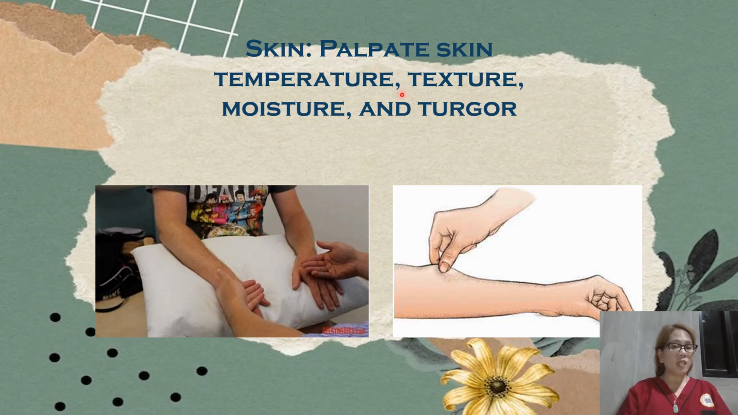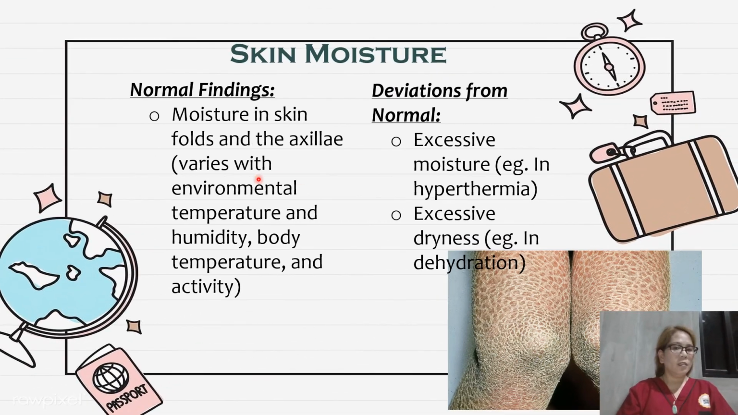Okay, moving on. So palpate the skin for temperature using the dorsum of your hand and palpate for the texture using your palm and moisture as well. And then you can check for the skin turgor by pinching the forearm. To check for the skin moisture, these are the normal and the abnormal findings. Moisture in the skin folds and the axillae is usually normal, or it varies with environmental temperature, humidity, body temperature and activity of the person. Deviations from normal include excessive moisture, for example in hyperthermia, or when the temperature is high, or there is excessive dryness in the patient with dehydration, as you can see in this picture.